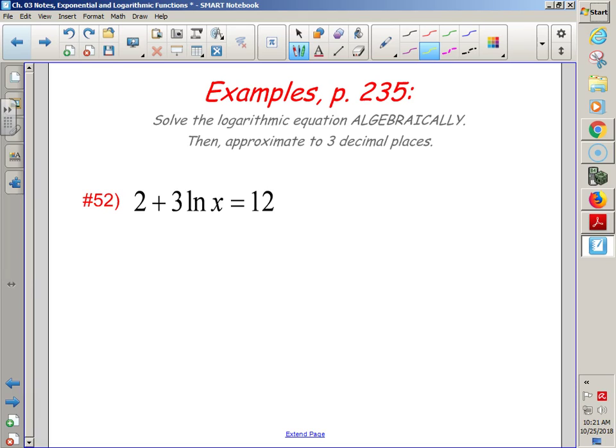Did you get ln alone? Oh, not yet. Yeah, it's not a pretty number, but keep going. Divide, yeah? Equals. It's okay, just write it. 10 over 3. Yeah, it's okay.